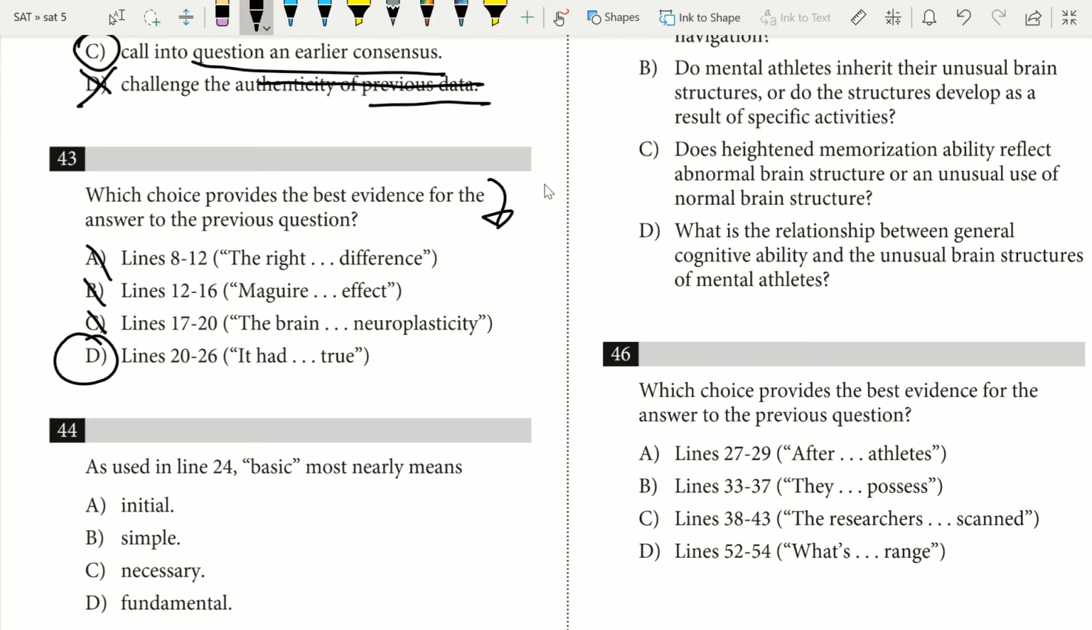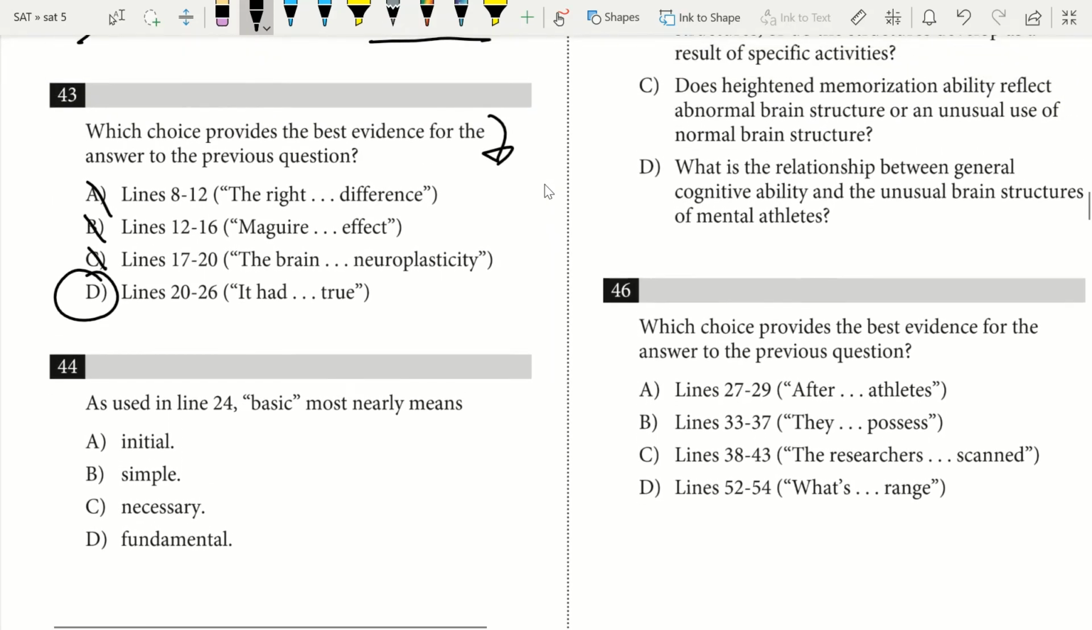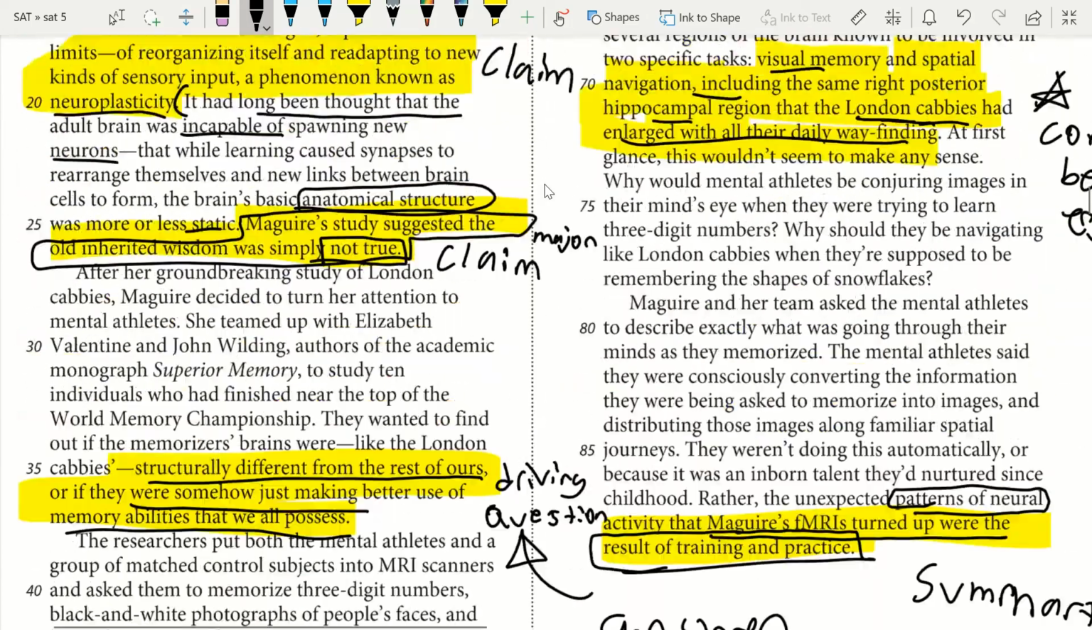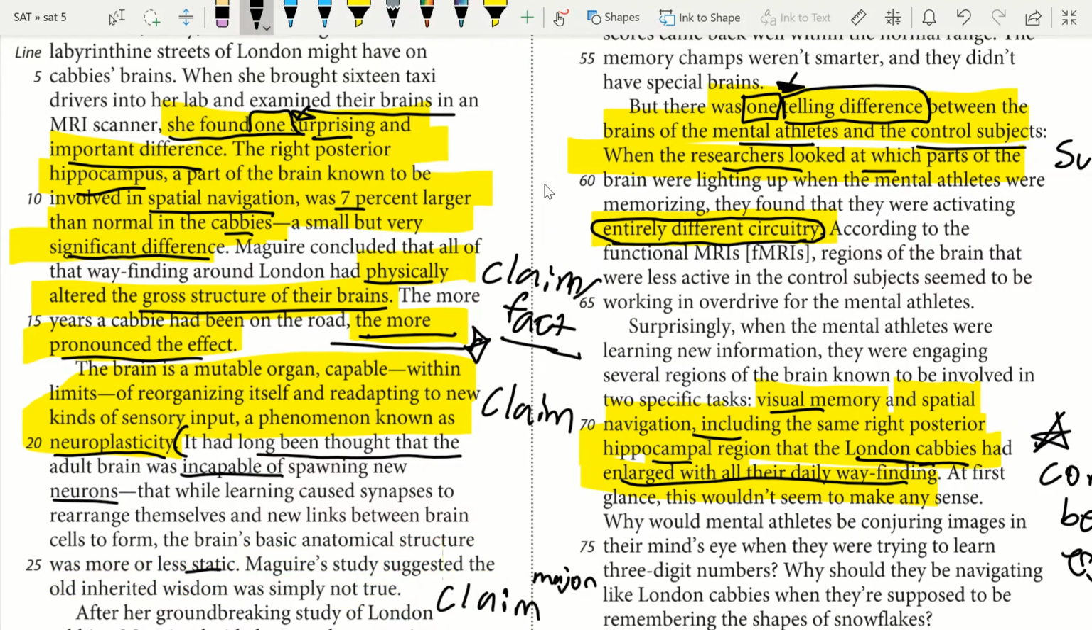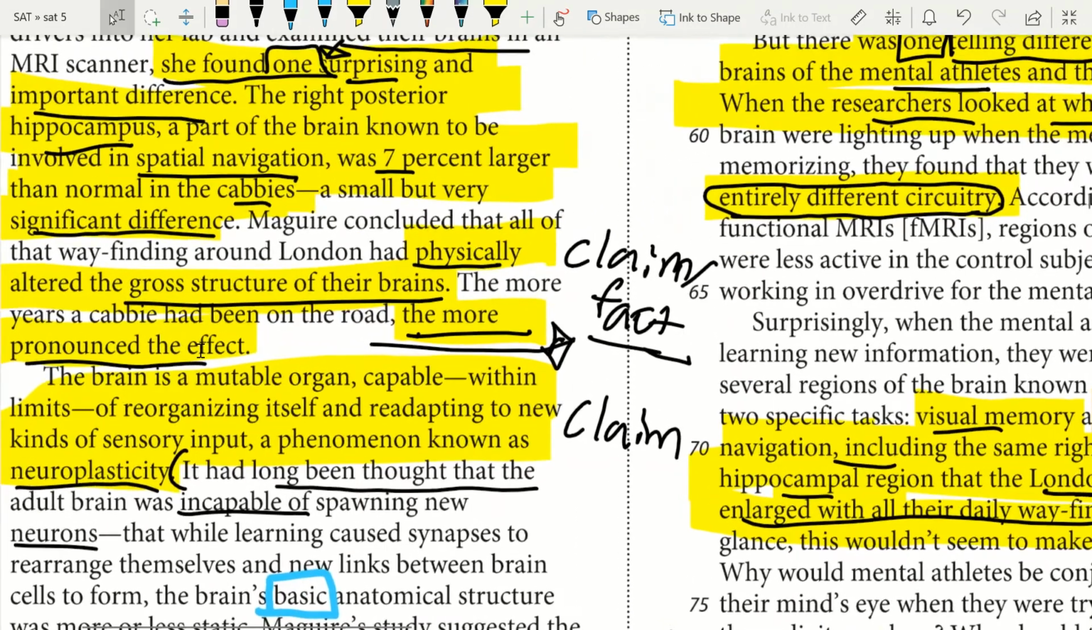All right, now we've got question 44. So 44, as used in line 24, basic most nearly means what? Well, let's go take a look at line 24, come up with our own answer choice for what basic means. All right, so I'm going to erase some of this so you can see it more clearly. I'm going to switch to a blue pen so you can see what I'm doing. We're looking for what the word basic means right here. Okay, I'm going to zoom in a little bit as well, if I can. Okay, it's not letting me zoom in. All right, there we go.